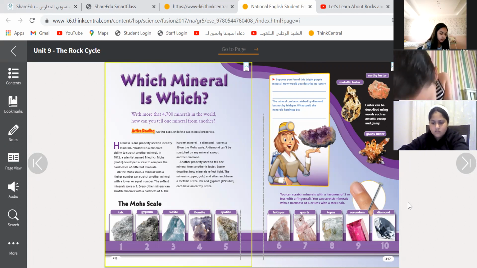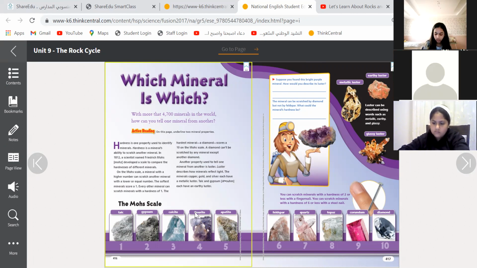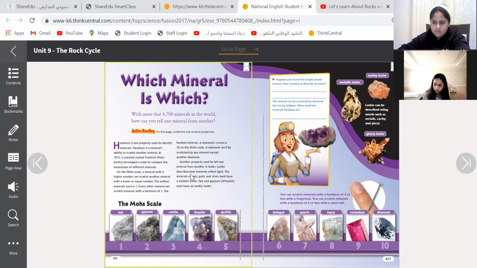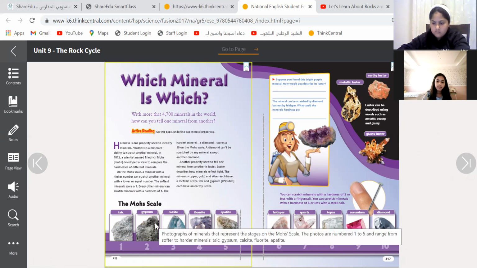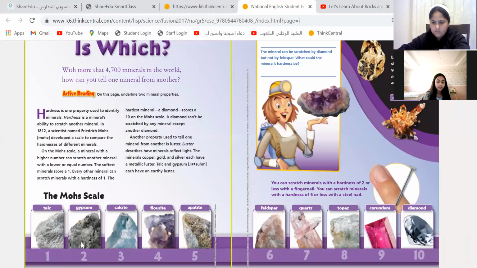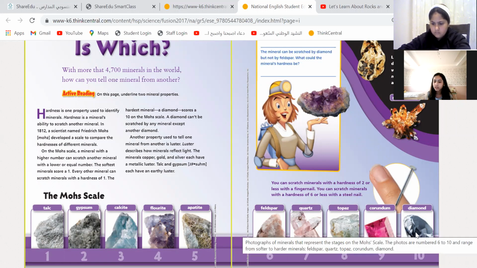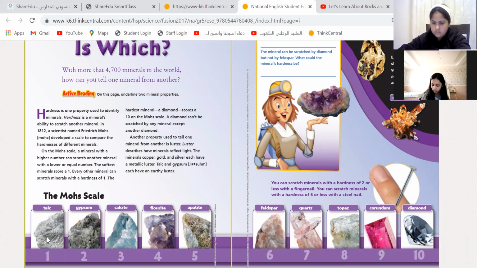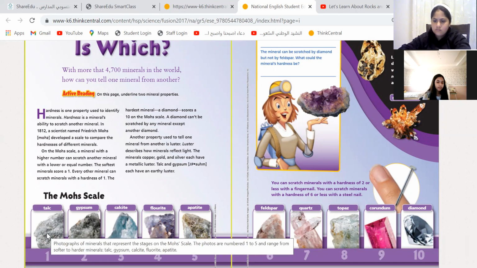What is the most important property of these minerals to be on this scale? How hard they are or soft. So if they are on the number 1 scale, they are soft. But if they are on the number 10 scale, they are really hard. If they are in number 1, they can be easily scratched. You can even scratch them with your own nail.